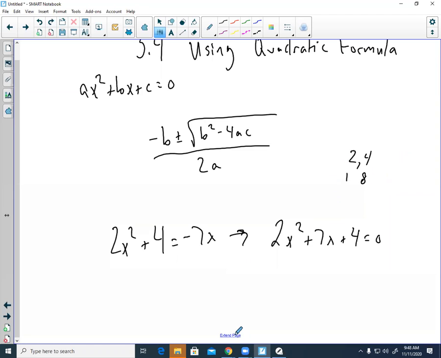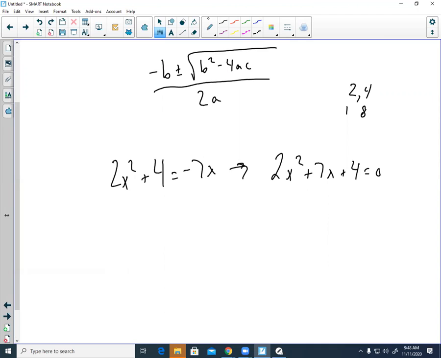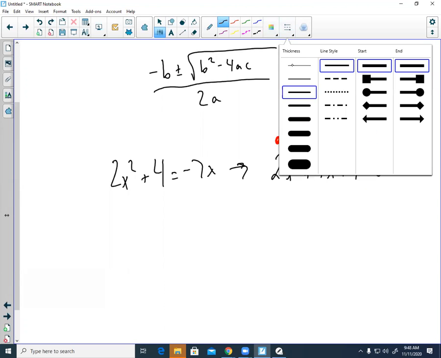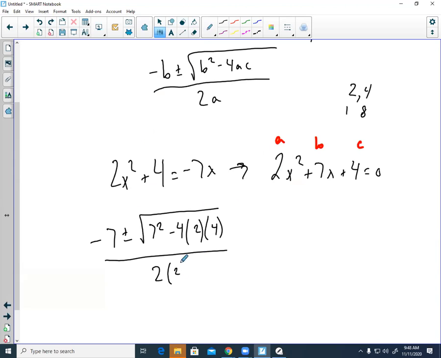It's so much faster to factor like normal for me, and I don't really want to do this if I don't have to. So I know that my A term is this one, my B term is this one, and my C term is this one. I'm just going to plug all of those into the formula. Once you plug them into the formula, you're all done, basically. So B is 7, so opposite of 7, plus or minus the square root of B squared, which is 7 squared, minus 4 times A, which is 2, times C, which is 4, all over 2 times A, which is 2.